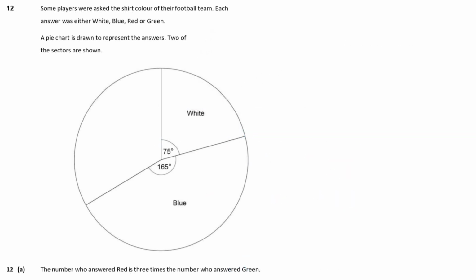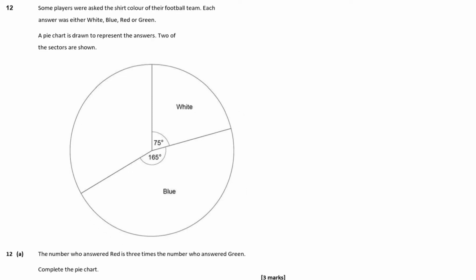Question 12. Some players were asked the shirt colour of their football team. Each answer was either white, blue, red or green. A pie chart is drawn to represent the answers. 2 of the sectors are shown. The number who answered red is 3 times the number who answered green. Complete the pie chart.